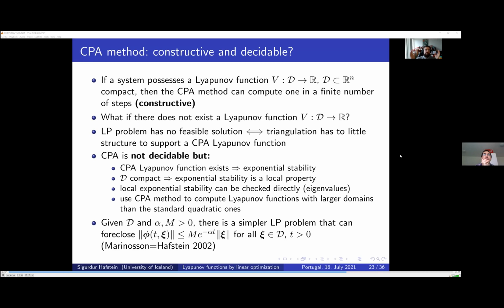However, this is not really a problem because local stability is not the problem. The problem is to get a good estimate on the basin of attraction. And for this, it's easy and good to use this method because we can just check local stability in a rather quick way, and then we try to compute a CPA Lyapunov function on larger and larger domains and to get good estimates on the basin of attraction. And yeah, I will just leave it at that.